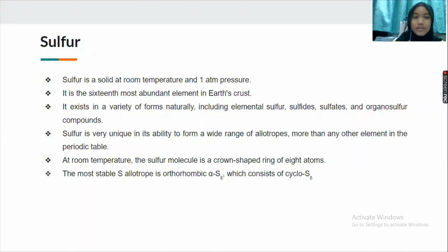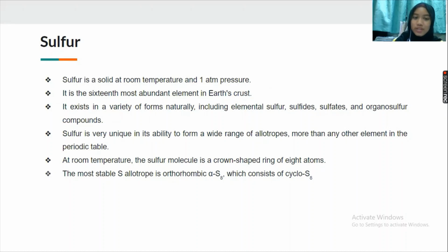Sulfur. Sulfur is a solid at room temperature and 1 atm pressure. It's the 16th most abundant element in Earth's crust. It exists in a variety of forms naturally, including elemental sulfur, sulfides, sulfates, and organosulfur compounds.